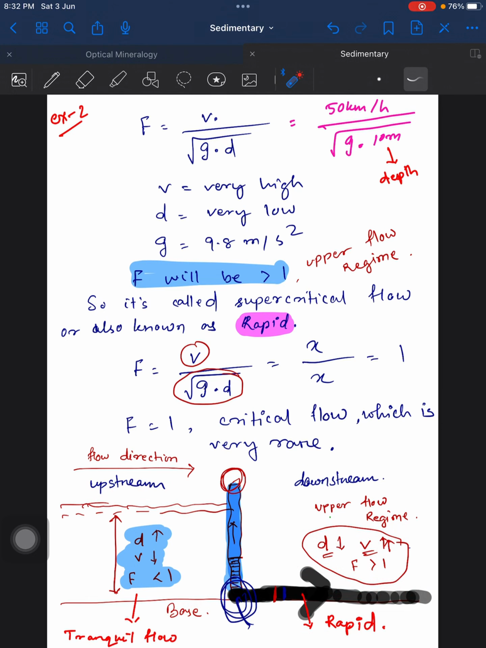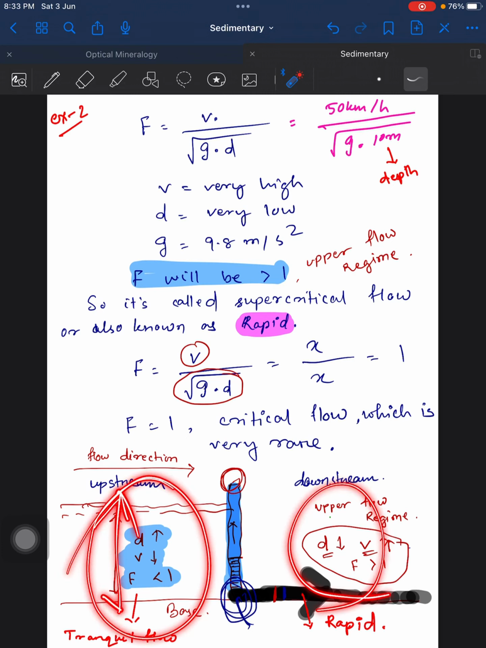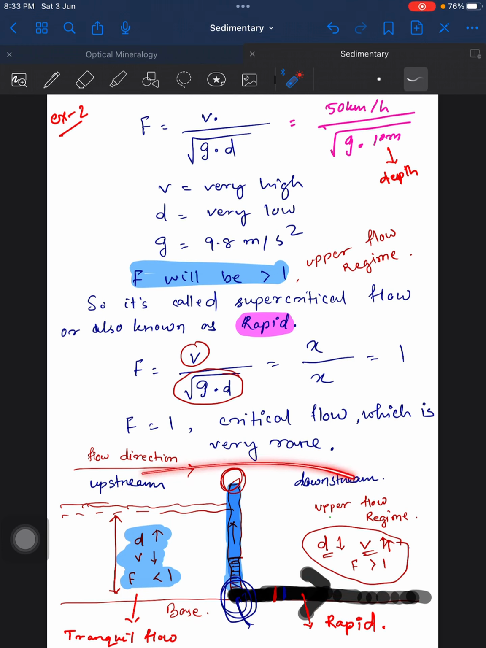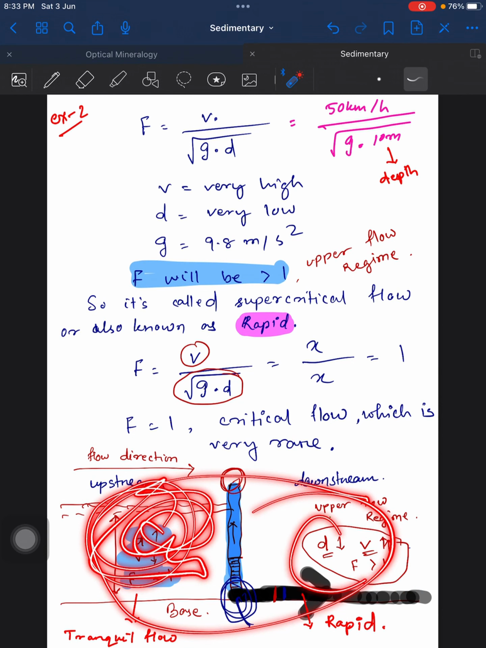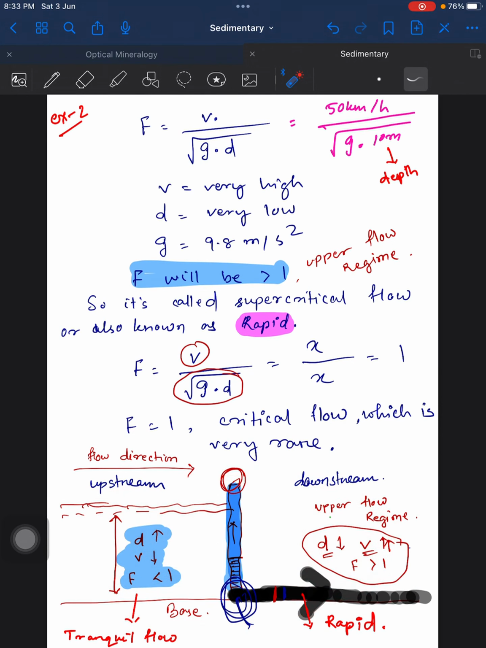Okay, so this is the condition. When the flow velocity is very high and the depth is low, then at that time the rapid will be taking place, and when the flow velocity is low and the depth is very high, then at that time the tranquil flow will be taking place. This is the example I gave you because in this example you will be having two conditions simultaneously. Okay, so if you travel to one barrage or any gate, you can easily see that in the upstream direction the flow is very calm, whereas in this direction the flow is very fast. Okay, so this is the thing.